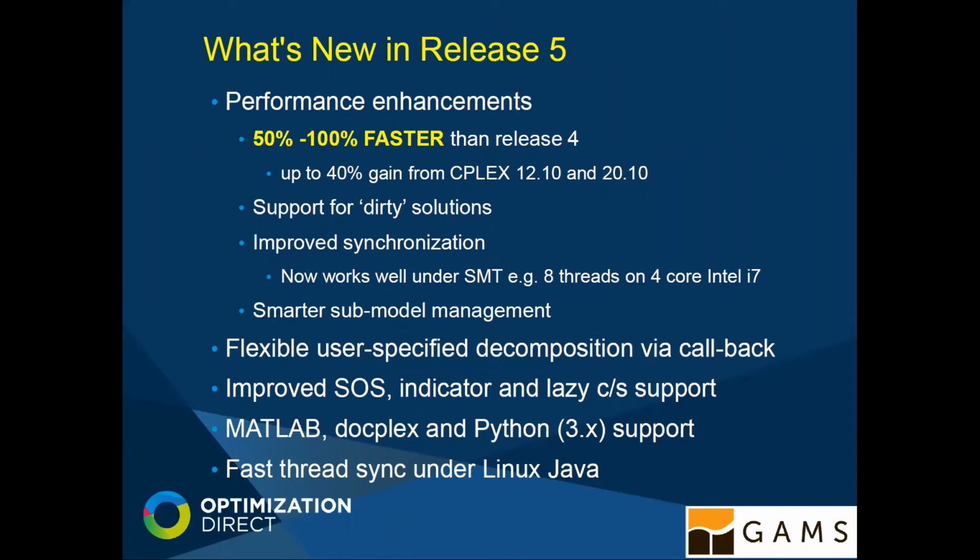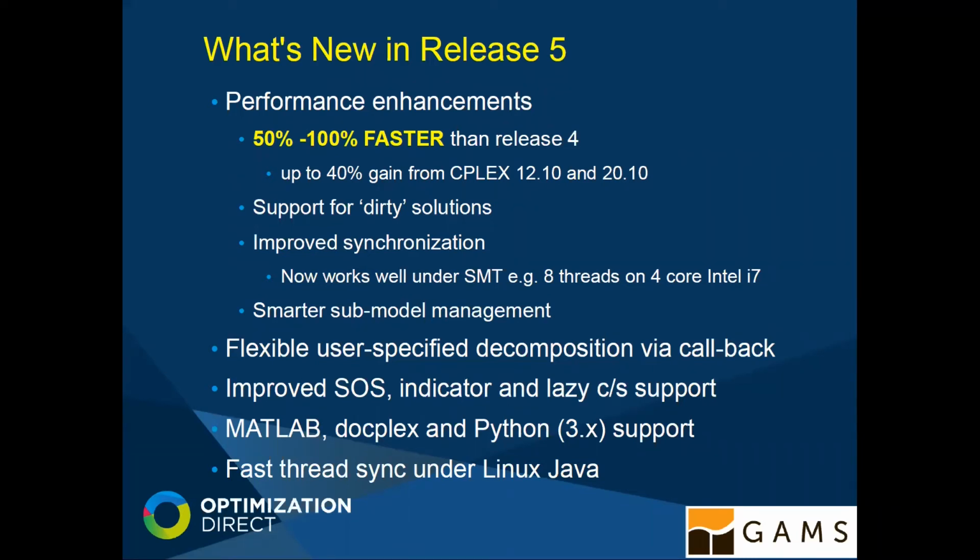We've, as usual for optimization vendors, made some performance enhancements, and overall they suggest that release 5 is a lot faster than its previous release, sometimes up to 100% faster, by which I mean it takes half as long, not that it takes 0 times as long. Some of that gain is related to the new releases of CPLEX that we're able to use, in particular 20.10, which has just come out, although 12.10, its previous release, was a significant improvement on the previous release 12.9 from CPLEX.